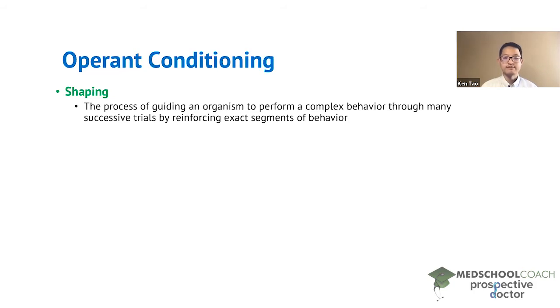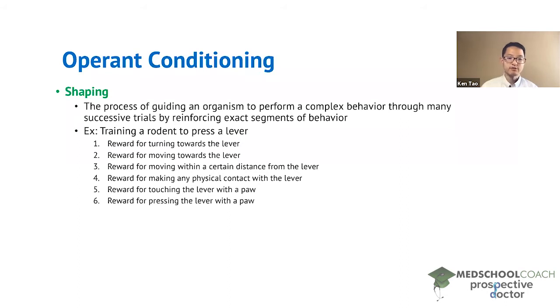Shaping is the process of guiding an organism to perform a complex behavior through many successive trials by reinforcing exact segments of behavior. The idea here is you're not going to teach an animal to do a complex behavior all at once, but you can teach the animal step by step. So in this case, if we're looking at training a rodent to press a lever, you'll have the animal in a cage or a container where there is a lever in one part of the cage.